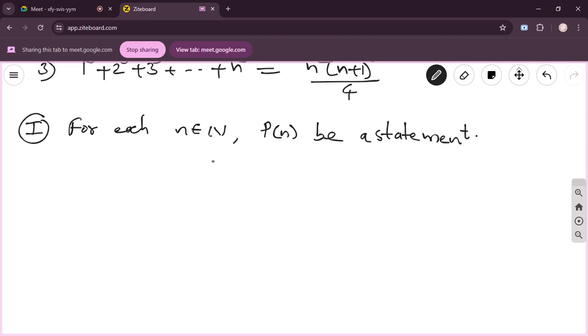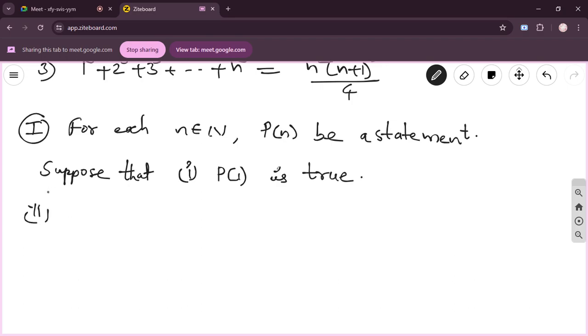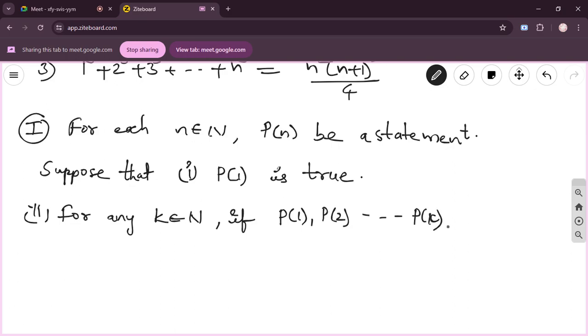So it is a statement in which, as the first condition, we show that when we substitute n equal to 1, the statement is true. That is the first step. The second step of this method is, for any small k belongs to capital N, if P of 1, P of 2, and so on up to P of k are true.